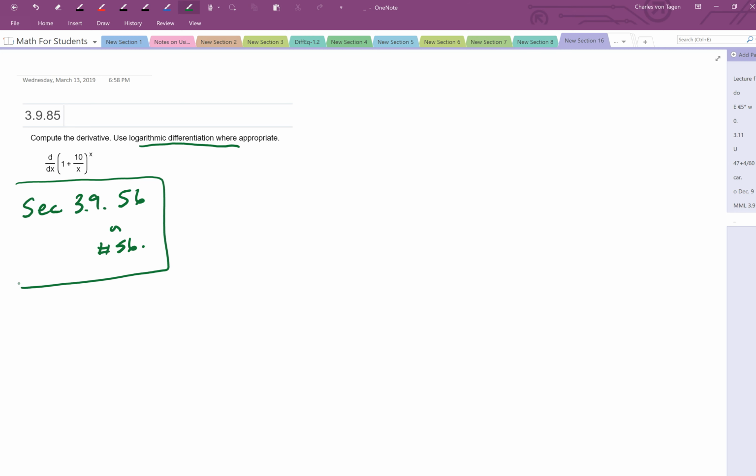So I'm going to go ahead and set this function equal to y, so y equals (1 plus 10 over x) all to the x power. Remember, I know how to take the derivative of an exponential function, and I know how to take the derivative of a power function using either of those rules. But in this case, I have both a variable base and a variable power. So neither of those rules will apply. That means we're going to use the technique of logarithmic differentiation.